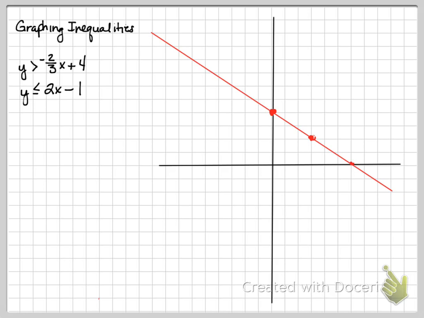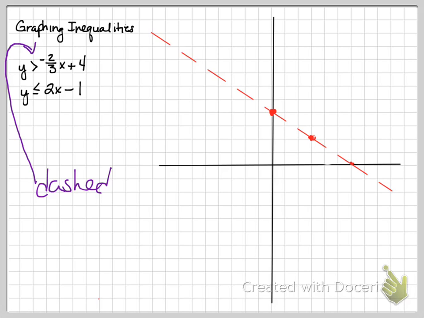Now you might say, well, wait a second, we need to do something to it. Because if we look at our symbol right here, that symbol tells me it's supposed to be dashed. So I need to erase part of it. Okay. And what that means is that those points that I started with, those original dots, they're not actually solutions. They will not work in the equation.